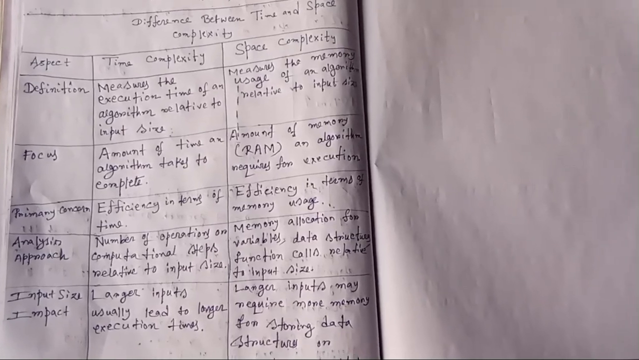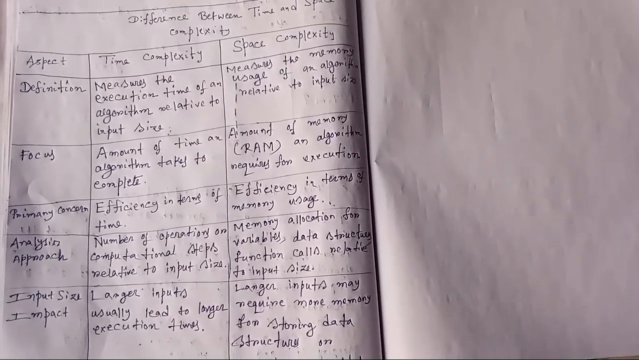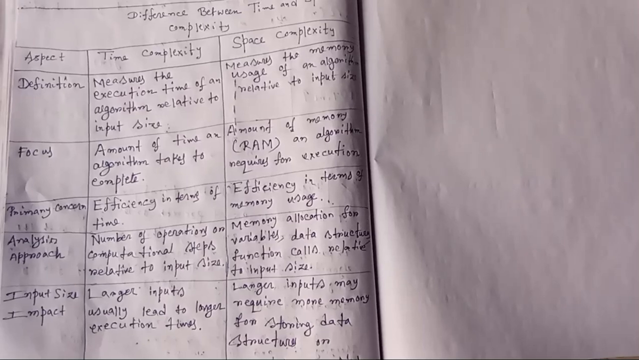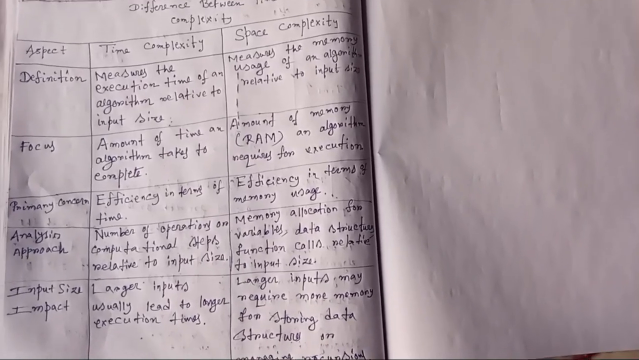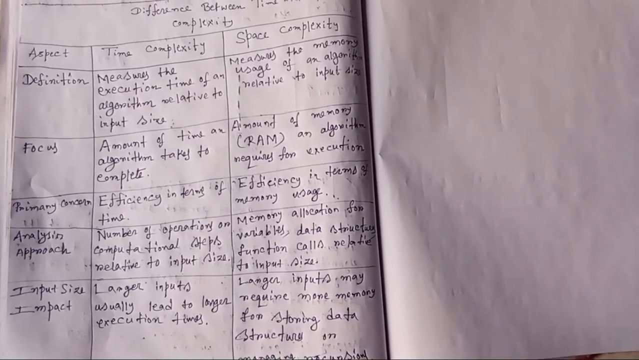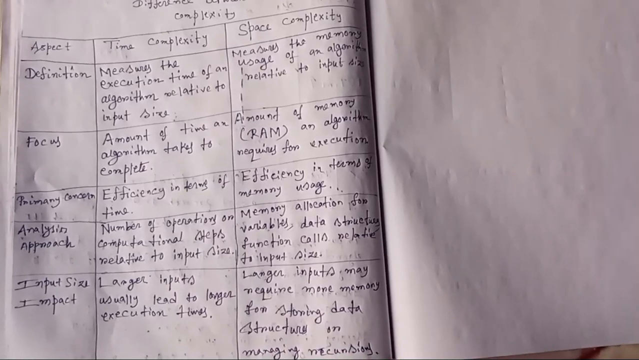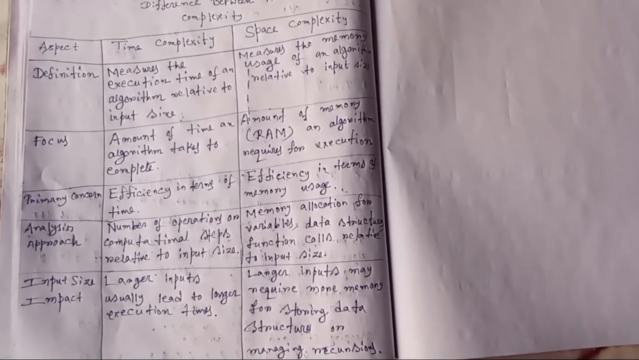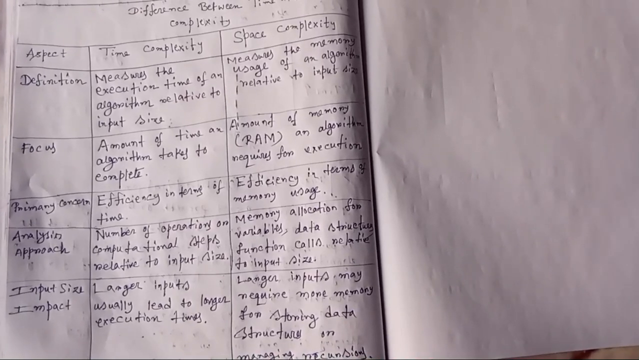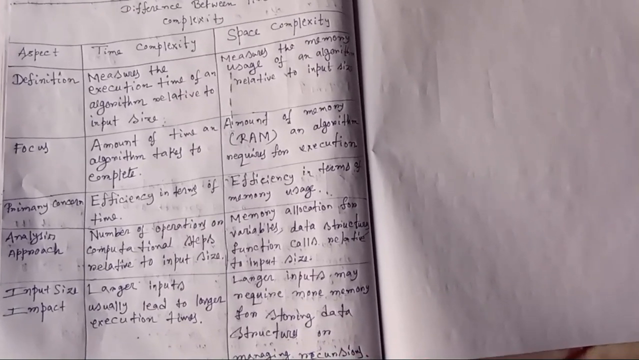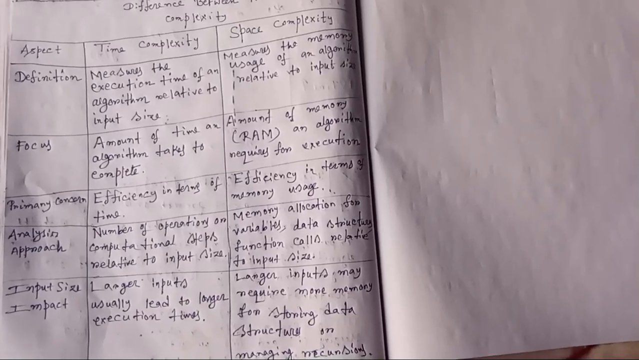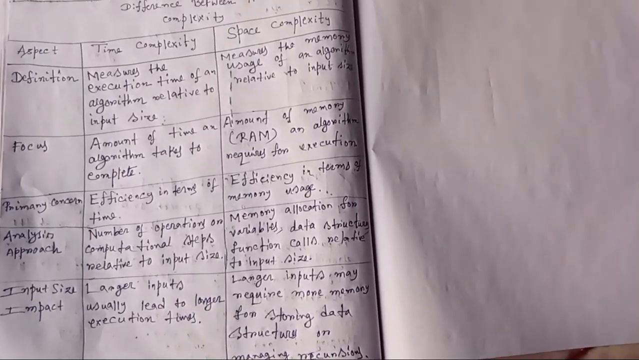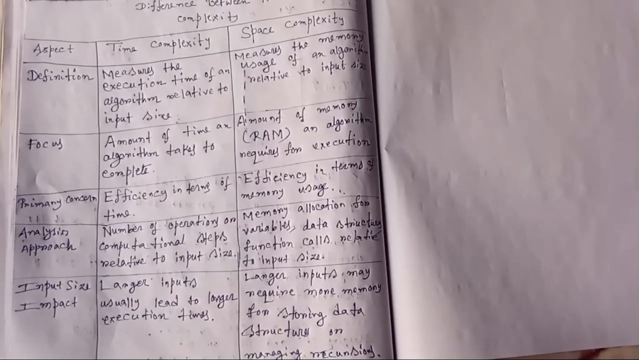Now focus. Focus of time complexity is the amount of time an algorithm takes to complete, while focus of space complexity is the amount of memory, that is random access memory, an algorithm requires for execution. Third is primary concern. Primary concern of time complexity is finding the efficiency in terms of time, while the primary concern of space complexity is finding the efficiency of any algorithm in terms of memory usage.